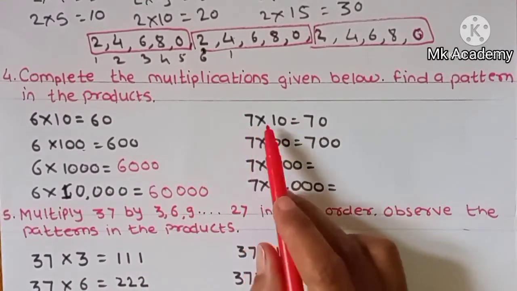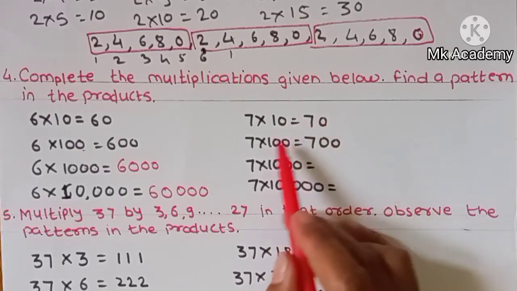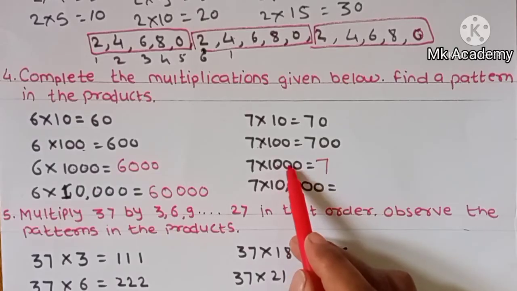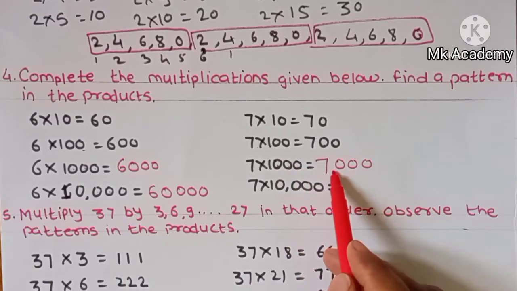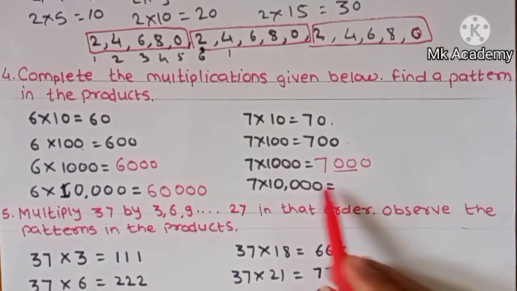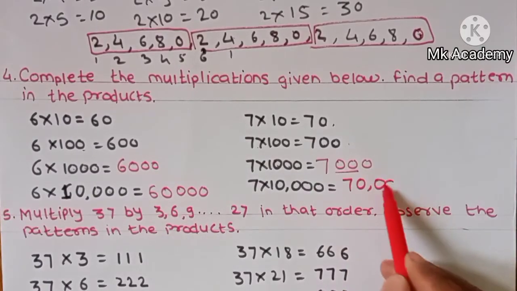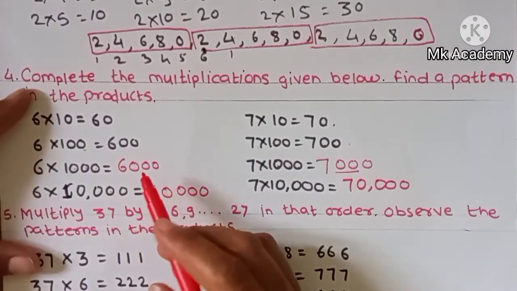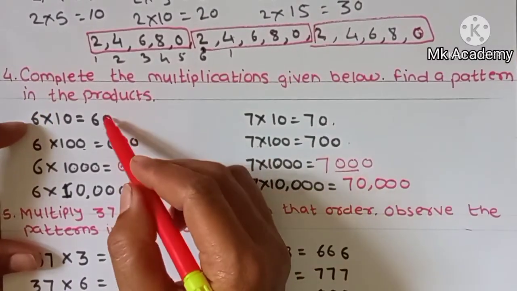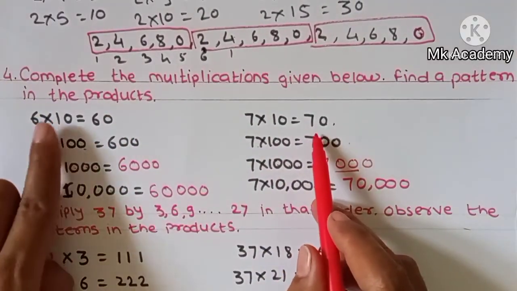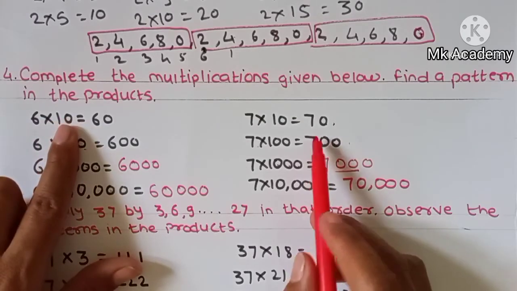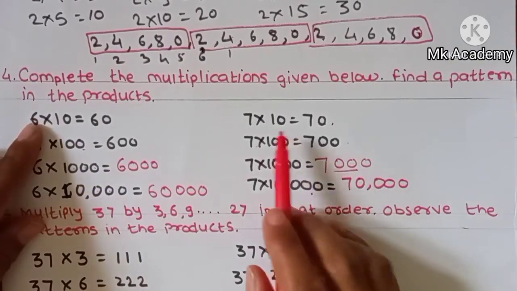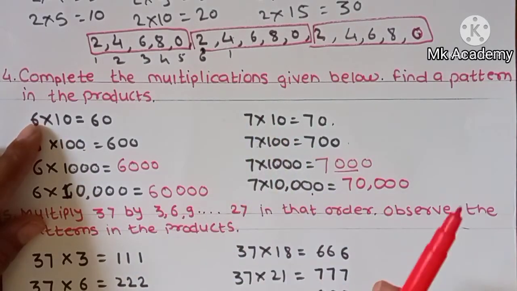Again here 7 ones are 7 and 1 zero here. 7 ones are 7, 2 zeros. 7 ones are 7, 1, 2, 3, 3 zeros means 7,000. 700, 7,000 and here 70,000. Means in this product there is the same pattern. If we multiply by tens, 100, 1000 and 10,000, here we get 6 and here 7. Okay.